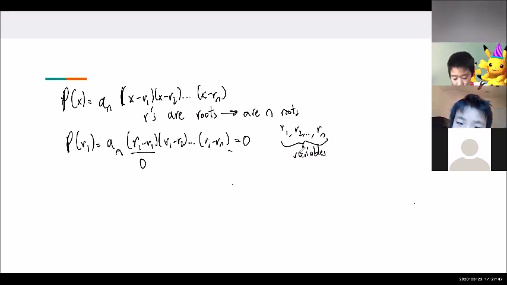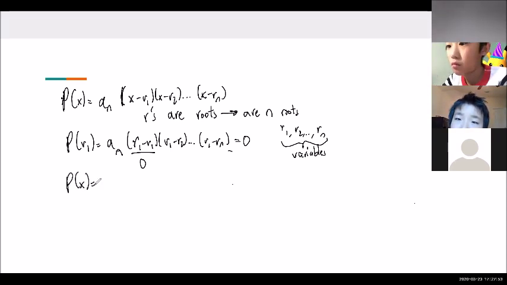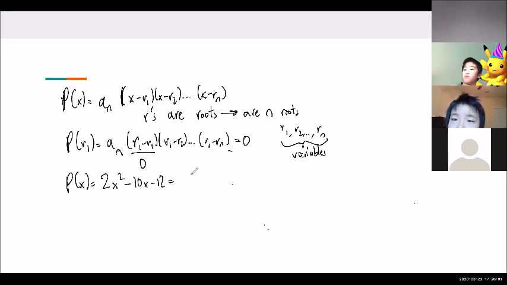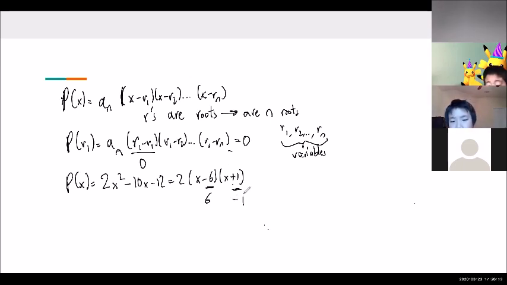To make this more clear, let me give an example. Let's say a polynomial p of x is equal to 2x squared minus 10x minus 12. In fact, this can be expressed as 2 times (x minus 6) times (x plus 1). And then you realize that 6 and minus 1 are the two roots. And this is minus 1 because remember it's minus r of n, instead of plus, so you have to negate this. If you learn how to factor quadratics, then this should be pretty clear.